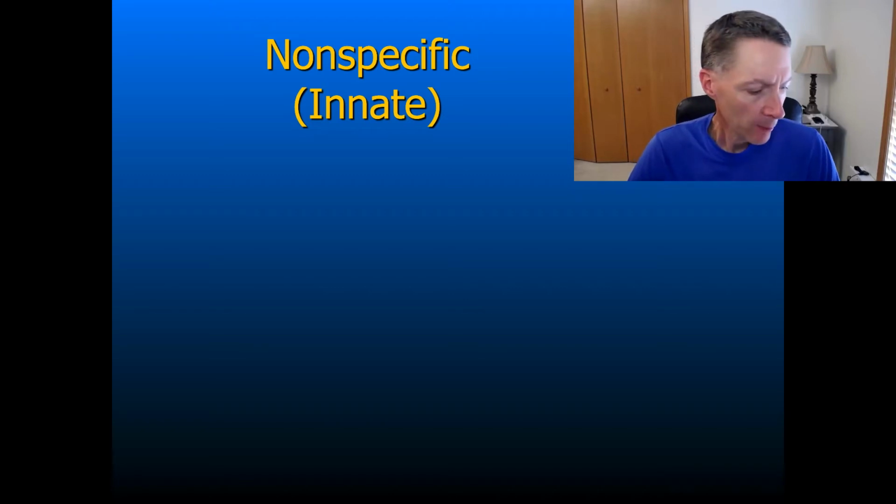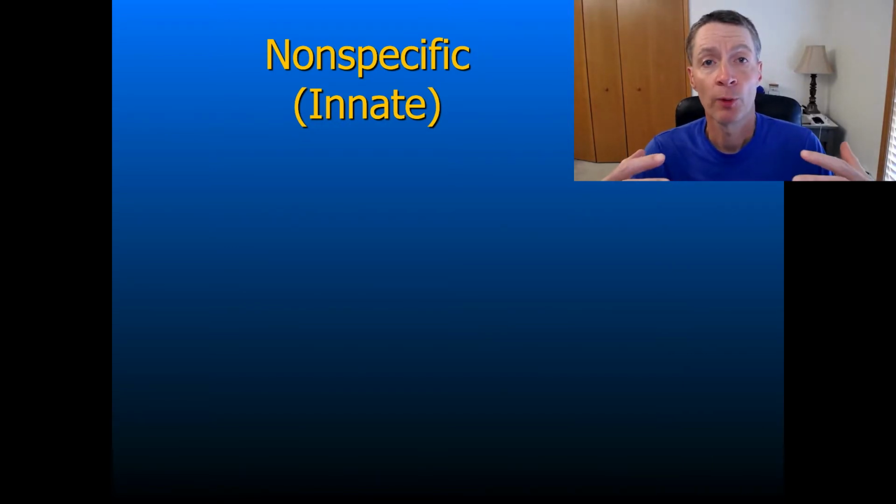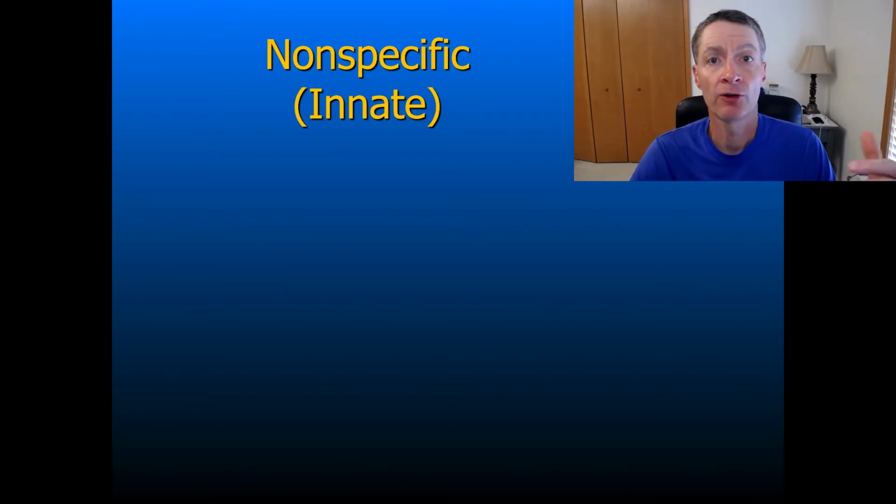Okay, let's wrap up our discussion on the nonspecific or innate side of body defenses, all right? We already talked about the fact that we have these walls around the city, right? These physical barriers called skin and mucous membranes. We have inflammation. If there's a break in that wall, we're going to call for backup.